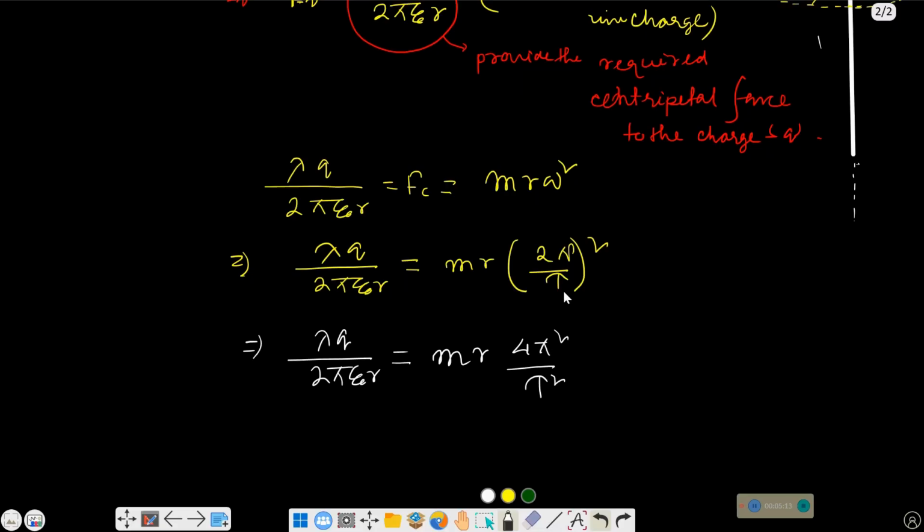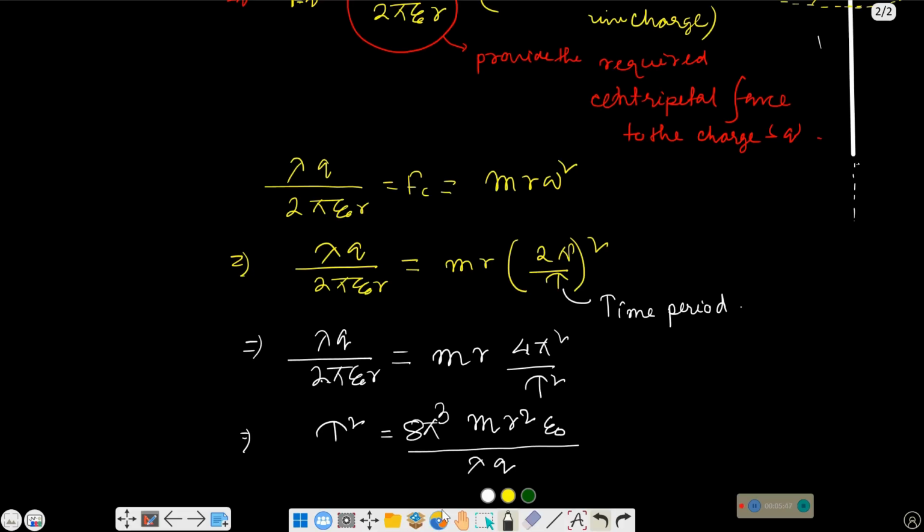And what were we asked? The time period. We are asked the time period of the charge around the infinitely long line charge. So from this, what time period will we get? T square is equal to m r, 2 into 4 is 8 pi, into pi square, pi cube, 8 pi cube m r square epsilon naught divided by lambda cube.